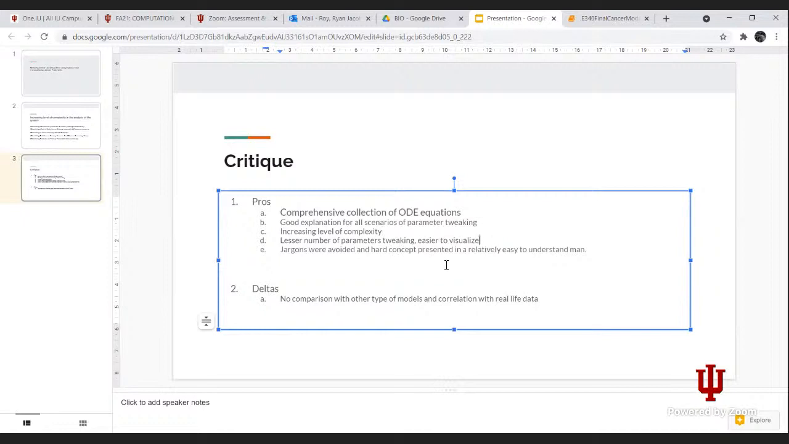One thing that I wanted to highlight was that there were three parameters to tweak. So it was not an extremely complex system, even though it was representing a highly complex model. The number of parameters that were available for tweaking were less. So it was easier to visualize that. It was easier to keep track of that in the back of your mind. That is something that I would definitely take away from this project.